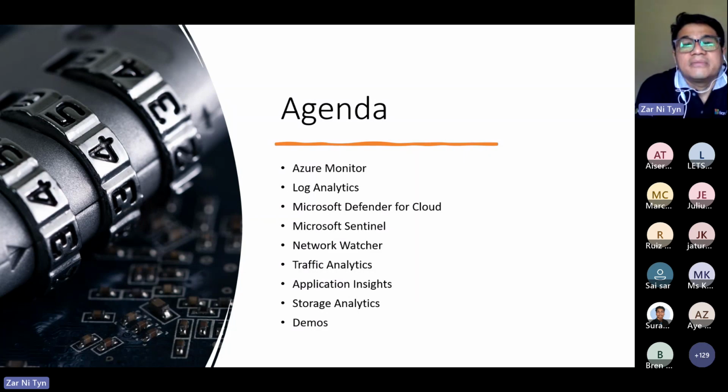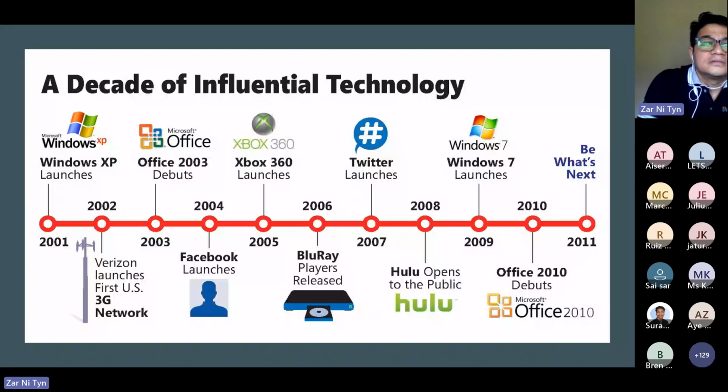I prepared my session here. This is my agenda, and this is a timeline of computer history. You can see Facebook is 2004, and Windows 7 is 2009. This is not the update. This is a timeline of the computer history.